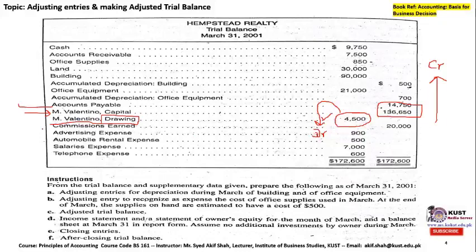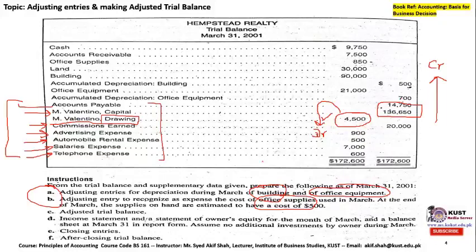So we can see that for the remaining account titles with the name of commission earned, M. Valentino drawing, capital, accounts payable, advertising expense, automobile, rental expense, salaries expense, and finally the telephone expense. So basically these titles were not affected at all in our previous two adjusting entries of building, of office equipment, and the office supplies expense. So basically the first two entries were not affecting the rest of the titles in the previous section.